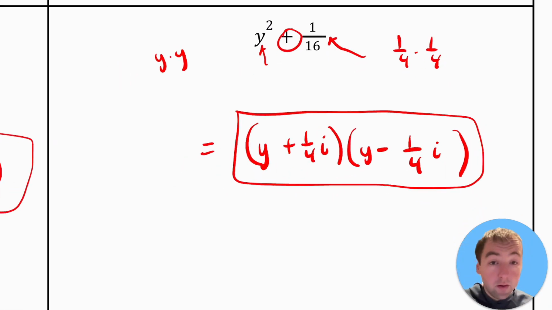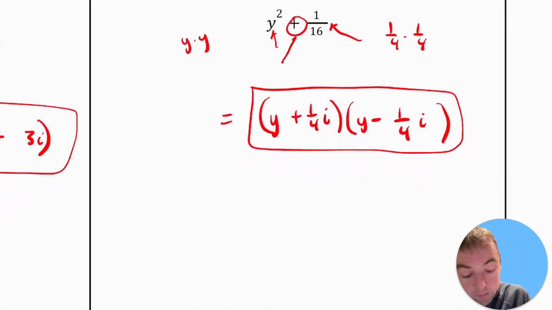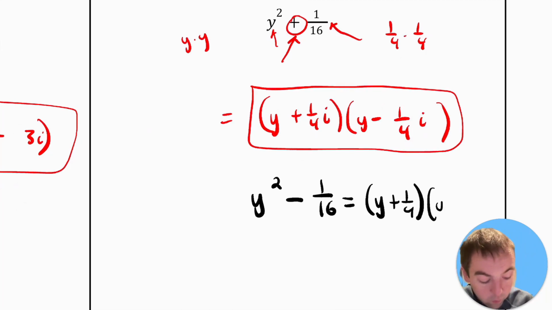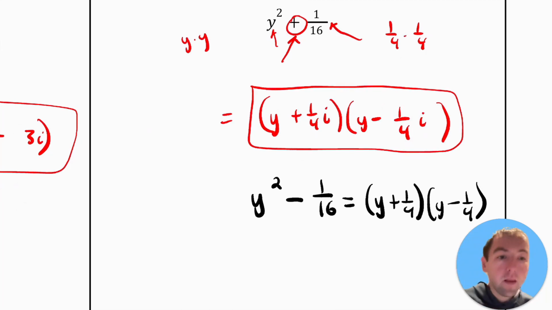So just realize the difference here, guys, that when that's a plus, and you're factoring a sum of squares, you're going to need the i's. So if I had given you y squared minus 1/16 to factor, then you don't need the i's, right? You can just do y plus the real number 1/4, and then y minus the real number 1/4, and that's going to factor that expression correctly.